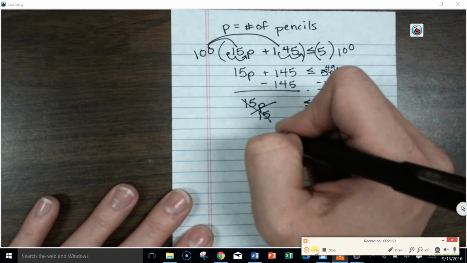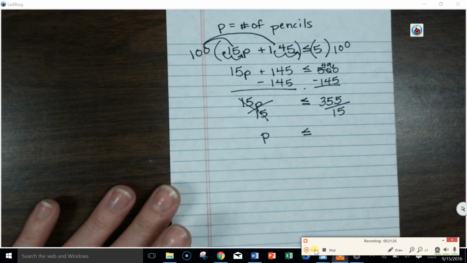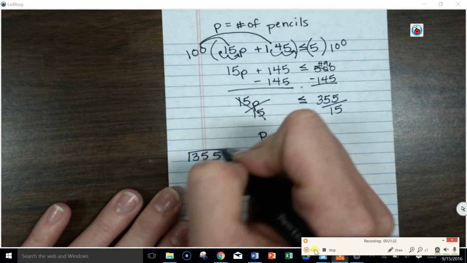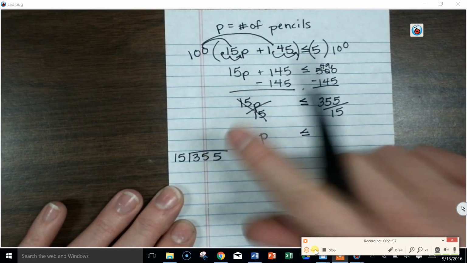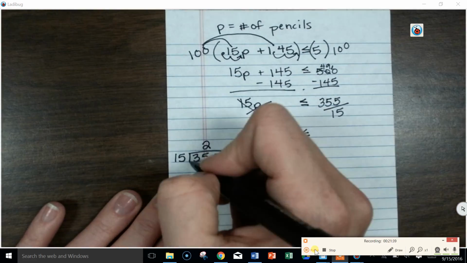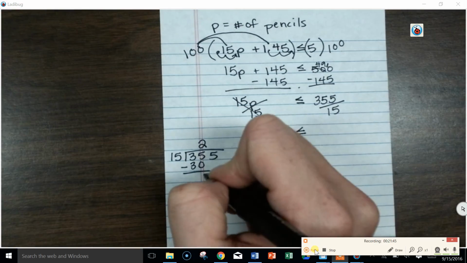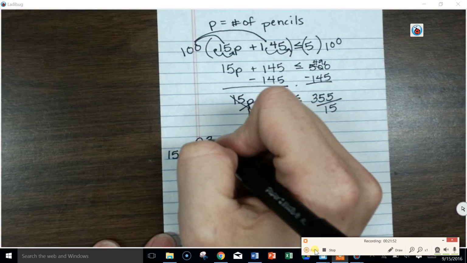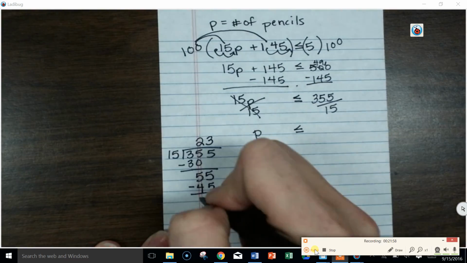Okay, now this ends up with a p. That stays less than or equal to, and I need to figure out what that number is. So I'm going to first try some long division. 355 divided by 15. 15 does not go into 3, but 15 will go into 35 twice. 2 times 15 is 30. Subtract. 35 minus 30 is 5. Bring down that 5. 15 will go into 55 3 times, because 3 times 15 is 45. Subtract that, I'm left with a 10.